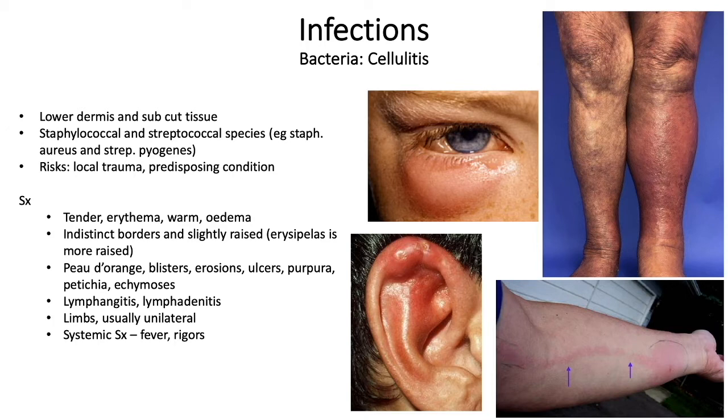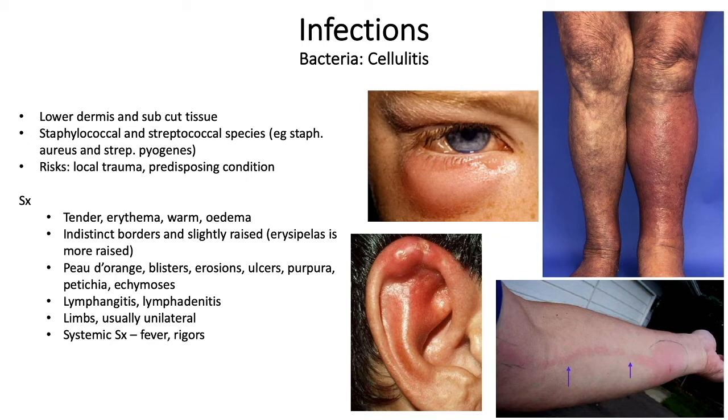If the bacteria spread to lymph nodes and local lymph glands, you get lymphangitis or lymphadenitis. And in the bottom right image here, we can see a red line tracking up this patient's arm. And this shows lymphangitis. It's tracking from the site of infection to a nearby lymph gland. It tends to affect the limbs, and it's normally unilateral. So on the image on the top right, you can see this patient's left leg is infected.